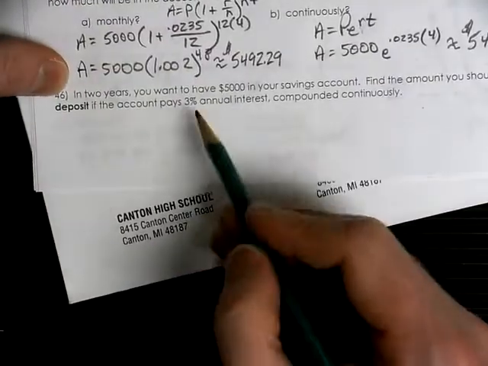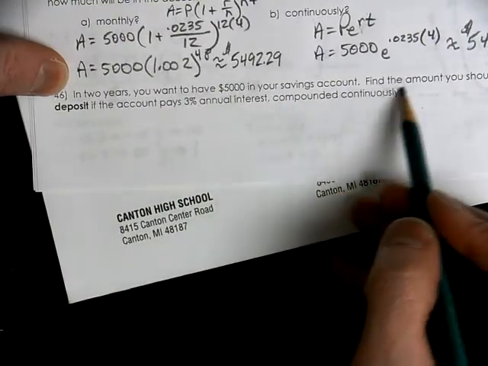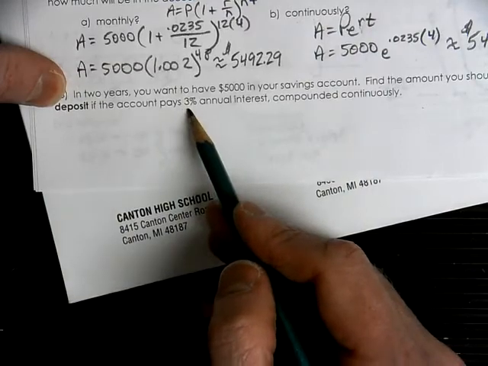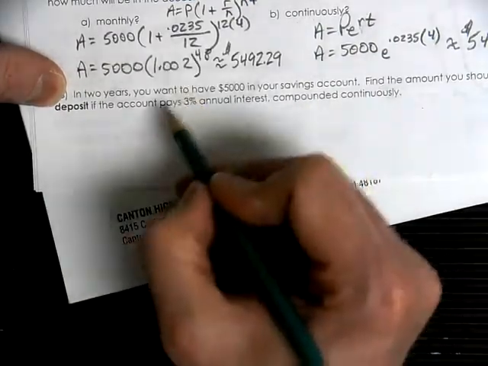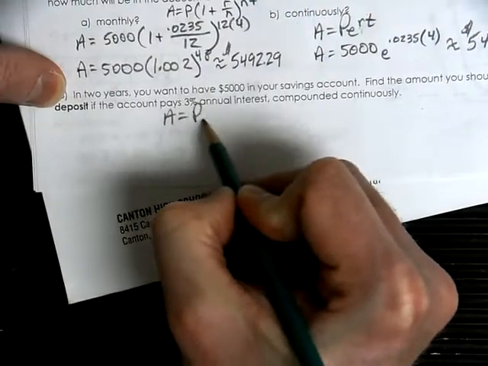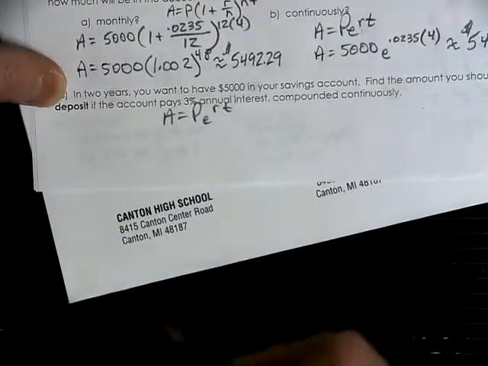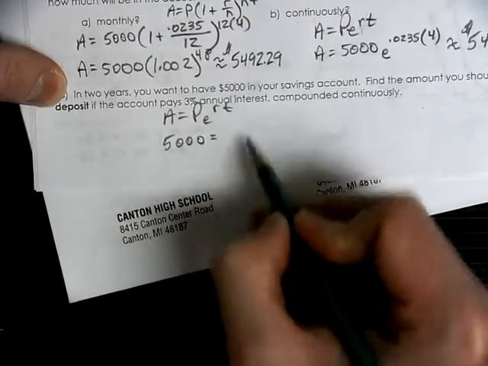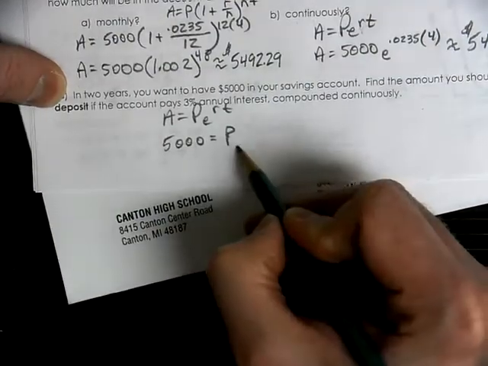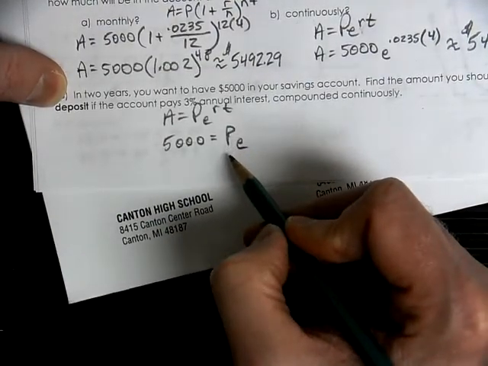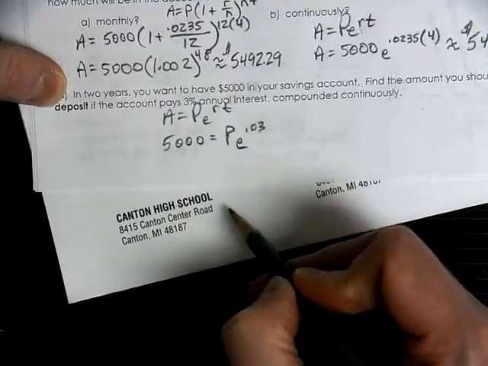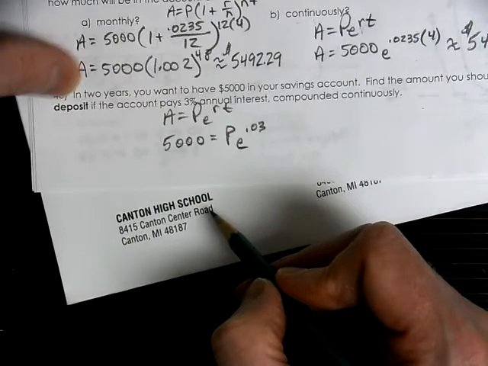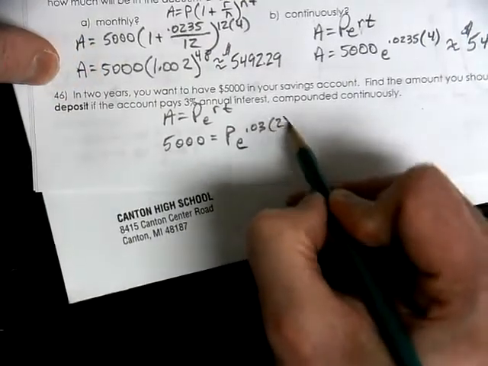All right, in 2 years, you want to have $5,000 in your account. Find the amount you should deposit if the account pays 3% compounded continuously. So if it's compounded continuously, you're using that formula. You want to have $5,000 in your account. How much should you put in if your interest rate is 0.03 and you're leaving it in there for 2 years?